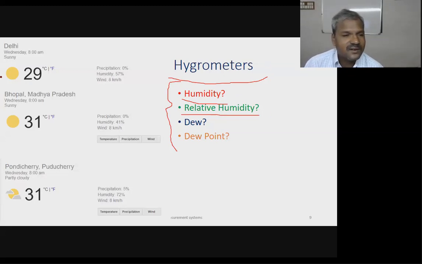before that we will see here. So here in Pondicherry today at 8 a.m., the humidity level is 72%.